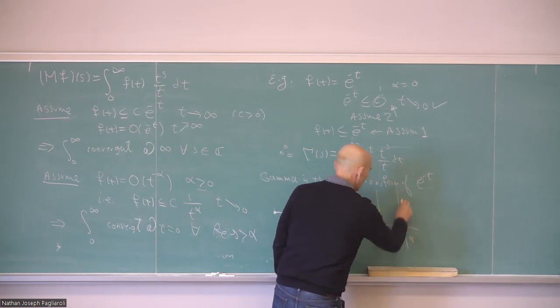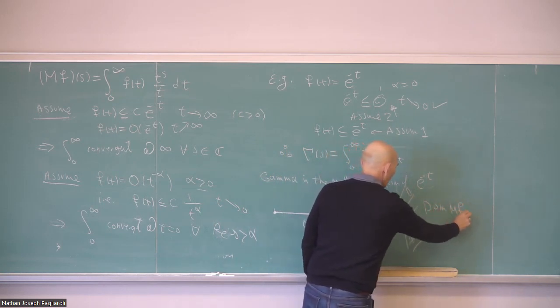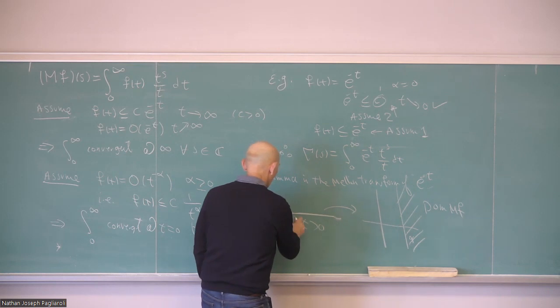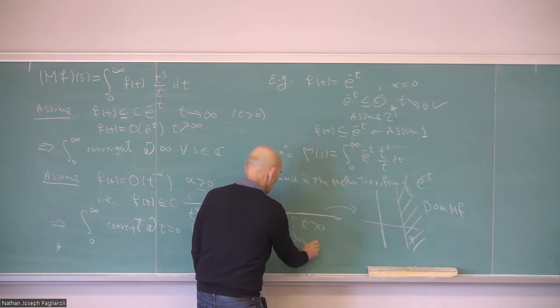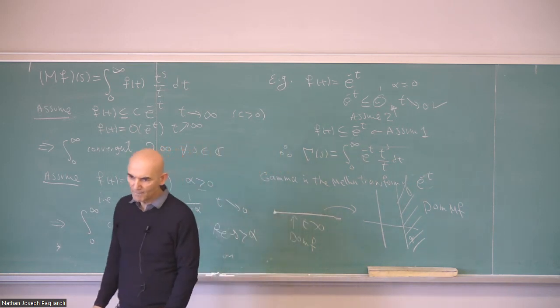This is alpha, and this is here. So this is the domain of the Mellin transform of f. And here is the domain of f. This is what the Mellin transform does.